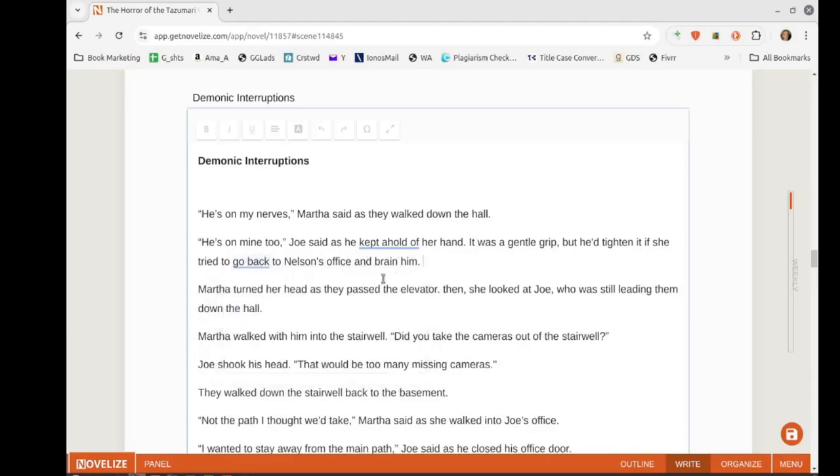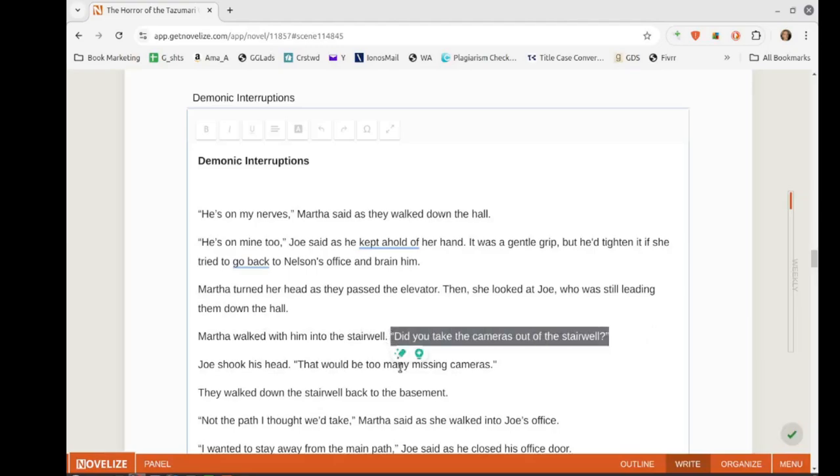So we go here and we clarify that she's going to go back to Nelson's office and brain him if he lets her go. Then, instead of that little sentence, we have Martha turned her head as they passed the elevator. Then she looked at Joe, who was still leading them down the hall. Then we can go into this where they walk into the stairwell, and this no longer makes sense. So sometimes when you don't have an outline, you have a lot of things that you need to fix, and it just kind of keeps going. So this is what I'm dealing with here. Without the outline, I'm fixing a lot of flow problems, which could turn into structure problems.